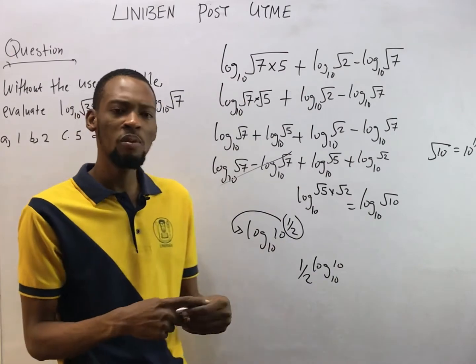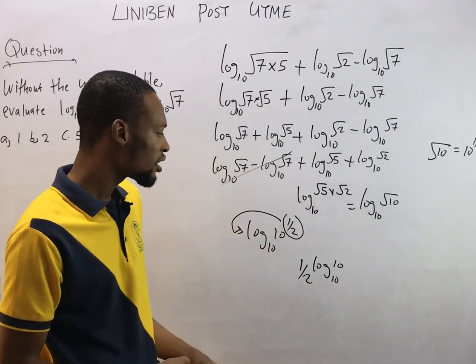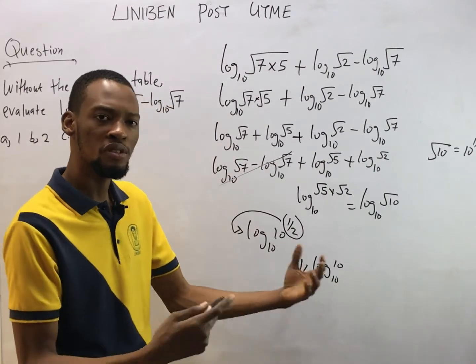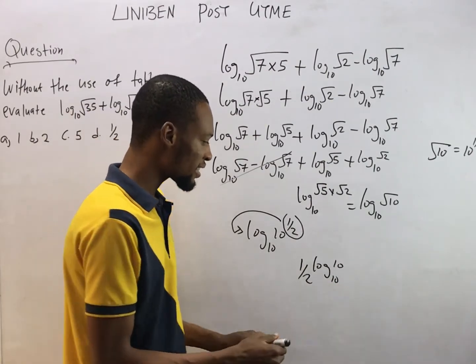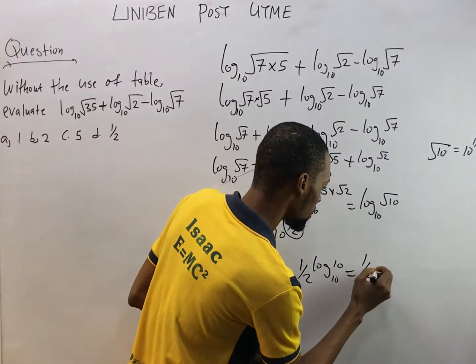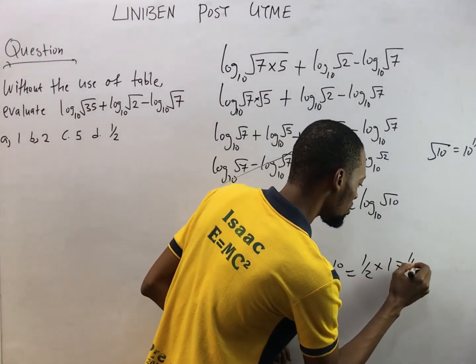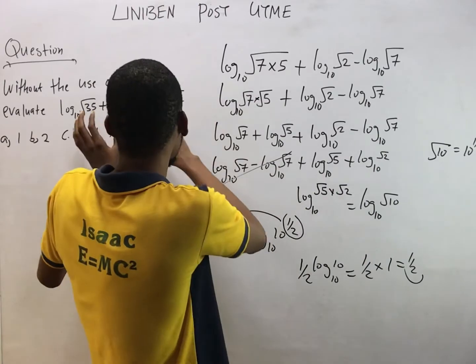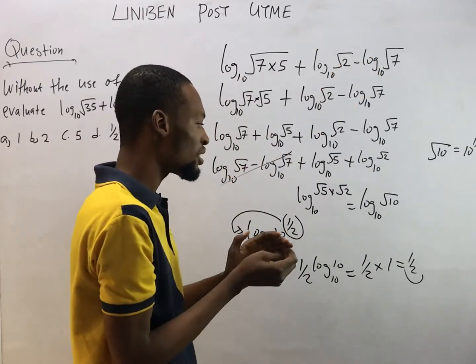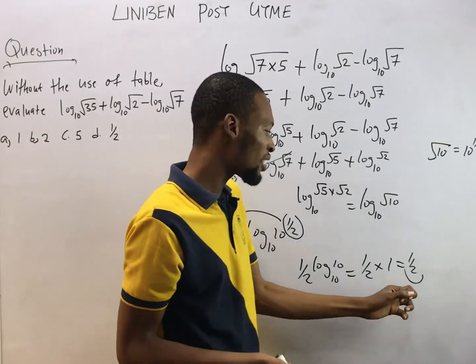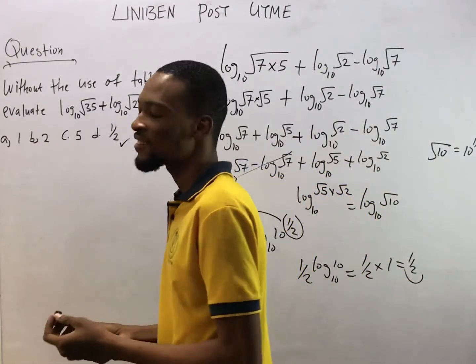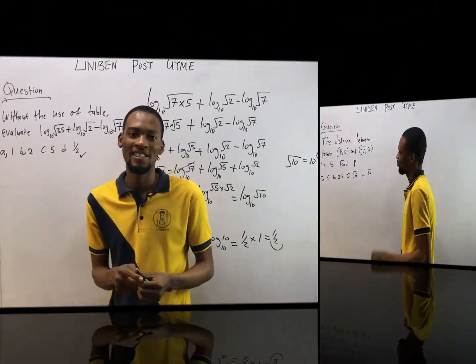And also in the same law of logarithm, if the base and the log are the same, log 10 with base 10 equals 1. This implies that what will be remaining is 1 over 2 times 1, which equals 1 over 2. So your answer becomes 1 over 2. Everything you are seeing here that is very long can be simplified to give you 1 over 2. And the option is what? Option D. So that's the answer to that question.